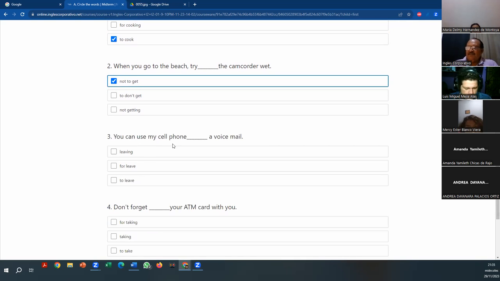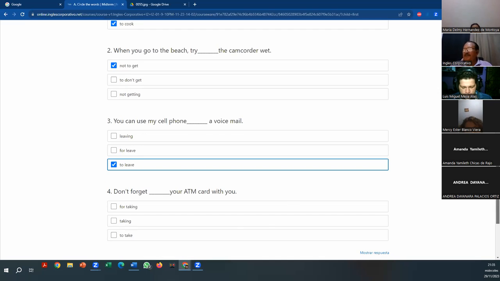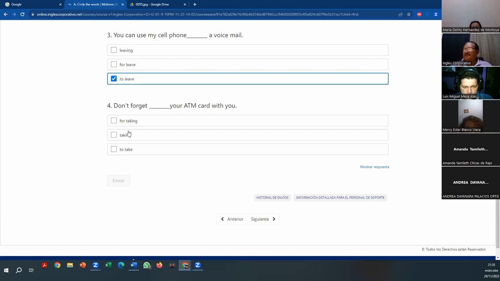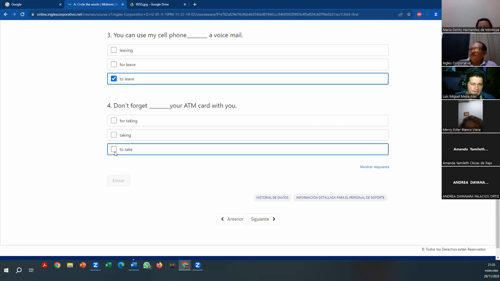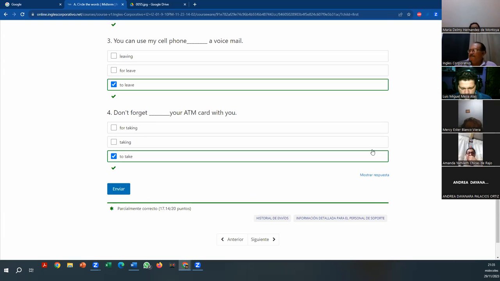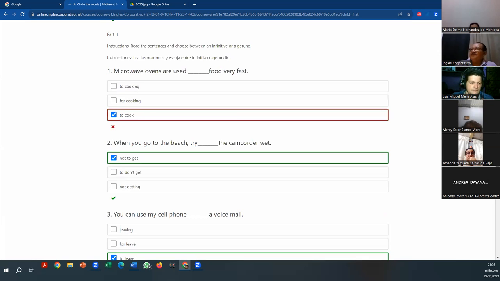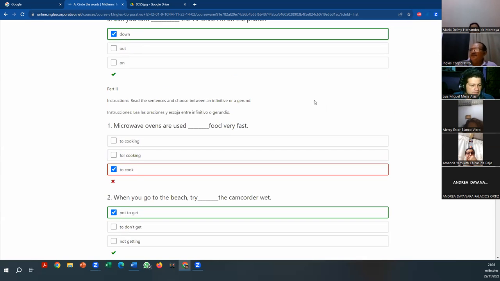Okay, you can use my cell phone. To leave. Yeah, to leave. And don't forget to take your ATM card with you. One is wrong. We'll see. I don't know. They are used for cooking. Well, for cooking. They're used for cooking.